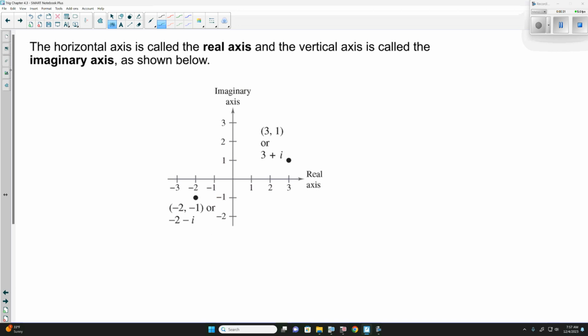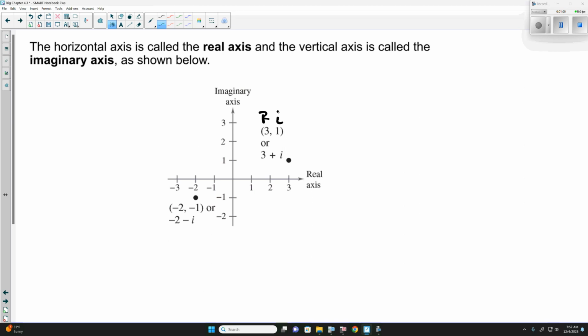Now the complex plane contains two parts. One is the real part, and the other is the imaginary. For us, if we think of this in the xy coordinate plane, the x-axis is the real numbers and the y-axis is the imaginary numbers. So if we wanted to plot 3 plus i, well, the real part is 3. The imaginary part is 1i, so we go over 3, up 1.